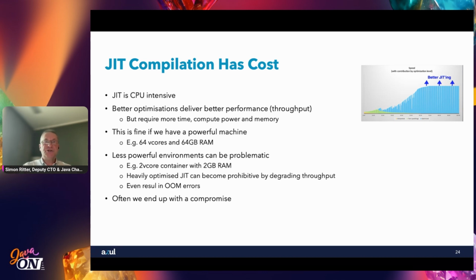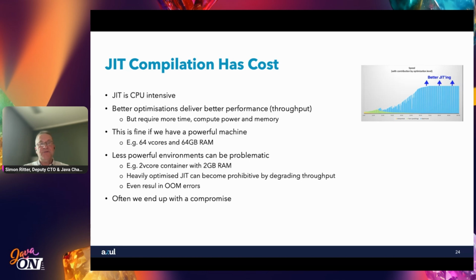So the compromise is, how much time do we want to spend using the limited resources we've got, versus the level of optimization that we get from the application. If we're running on a nice big powerful machine, with 64 vCores and 64 gigabytes of memory, then we can probably optimize quite heavily because we have lots of resources to use. But if you're in a 2 vCore container with 2 gigabytes of RAM, then heavily trying to optimize the JIT-compiled code is going to give you very heavy degradation, because again, 50% of the resources are going to be dedicated to using the JIT compiler.